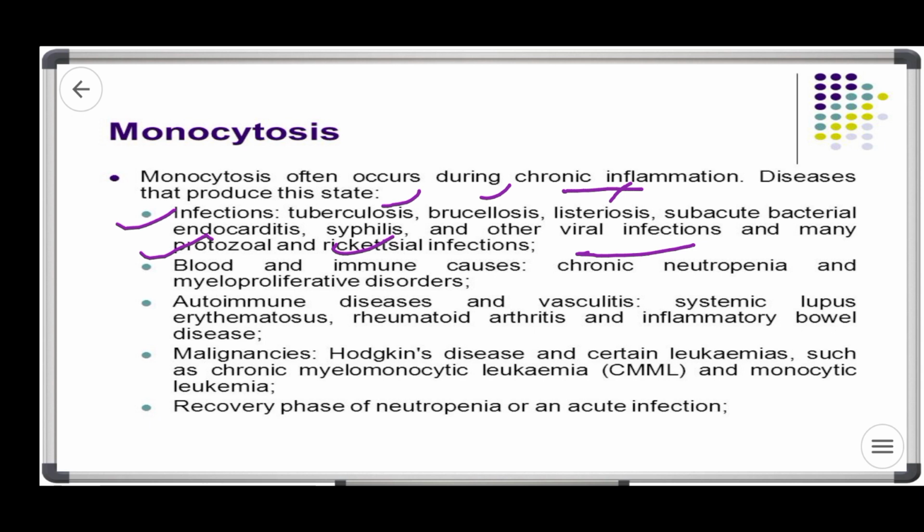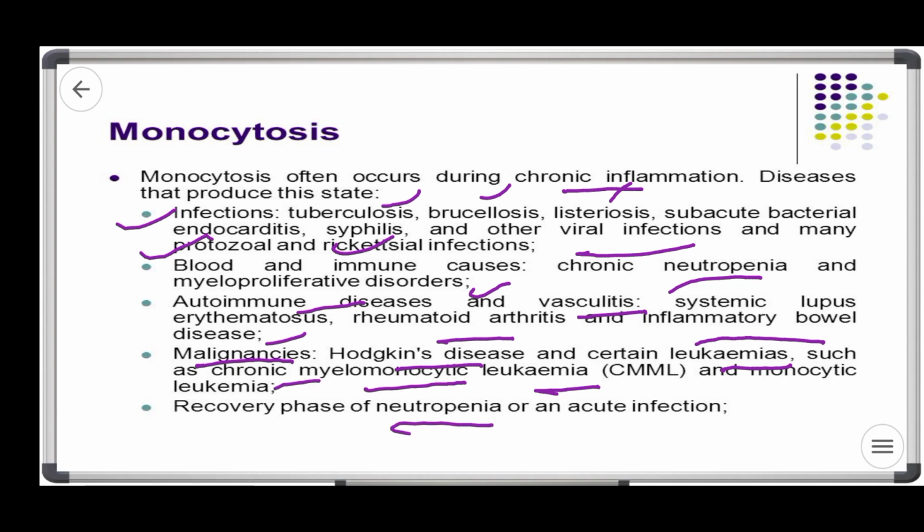Second, blood and immune causes: chronic neutropenia and myeloproliferative disorders. Third is autoimmune diseases and vasculitis, such as systemic lupus erythematosus, rheumatoid arthritis, and inflammatory bowel diseases. Fourth is malignancies like Hodgkin's disease and certain leukemias such as chronic myelomonocytic leukemia and monocytic leukemia. Also the recovery phase of neutropenia or of acute infections.